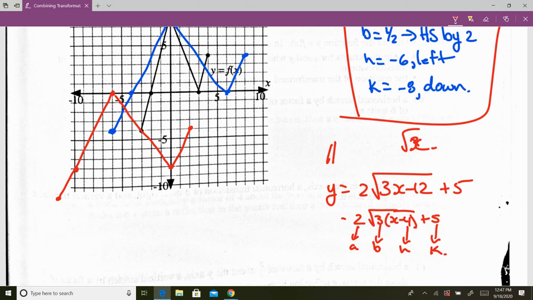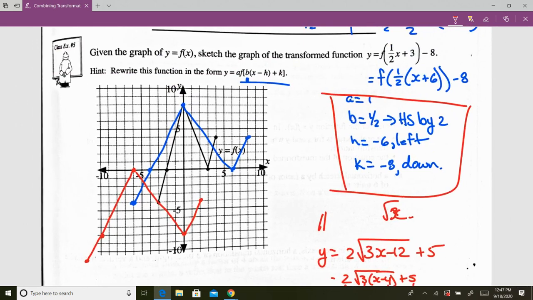Okay. So always make it look like this formula right here. That's your go-to. You want that B separated. I mean, this is right, but it's a bit of an illusion in terms of what the actual H value is. Okay.